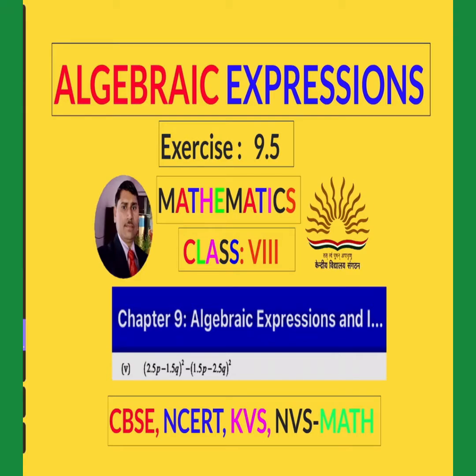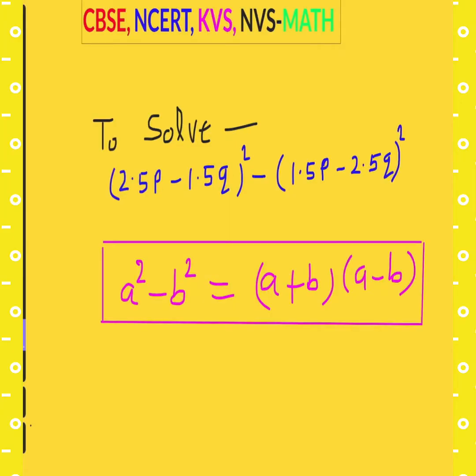Here in this session we will discuss a more required solution of a question of exercise 9.5, that is (2.5p − 1.5q)² − (1.5p − 2.5q)². So dear, how can we solve this question? Let us see here, how can we solve this question, that is (2.5p − 1.5q)² − (1.5p − 2.5q)².